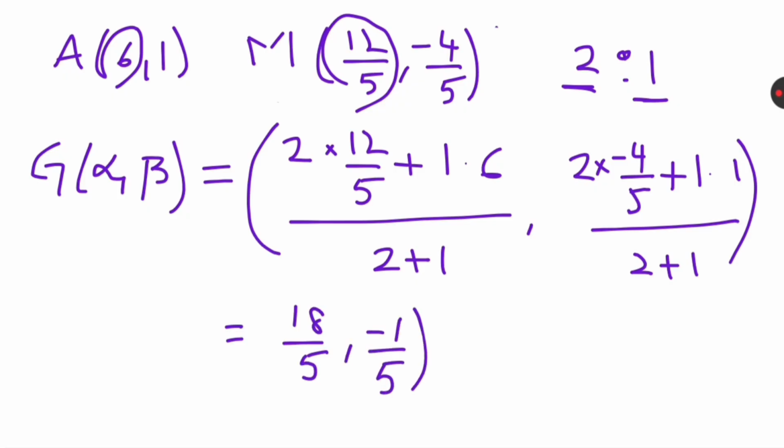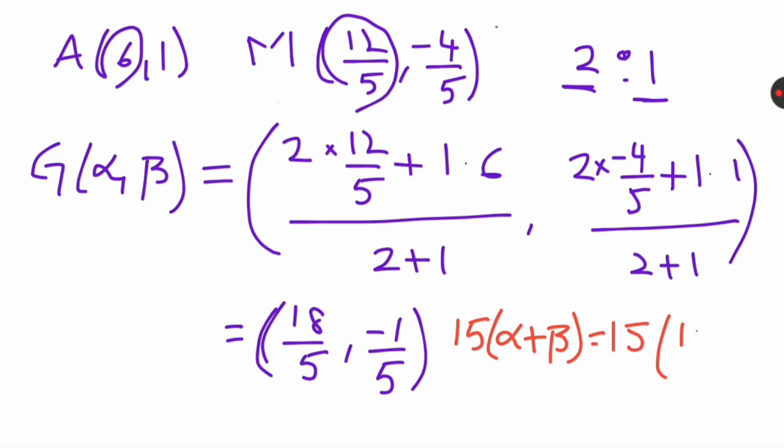So we know the alpha and beta values. Our goal is to find 15 times (alpha + beta). So now you have to do 15 times (18/5 - 1/5). We can write this as 18 - 1 over 5, which gives 17/5. After cancelling, 3 times 17 gives 51. So the value of 15 times (alpha + beta) is 51. So we solved this using the 2:1 ratio.